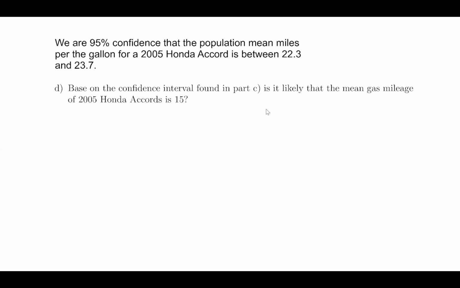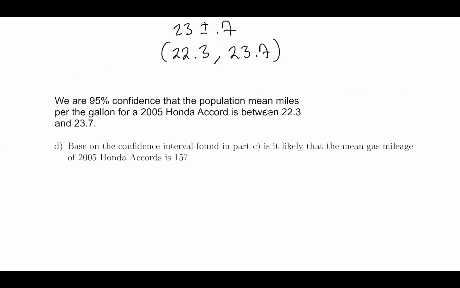All right, let's do part D. For part D, it says, based on the confidence interval found in part C, is it likely that the mean gas mileage of a 2005 Honda Accord is 15? So we want to use the confidence interval that we got for part C. In part C, we found the confidence interval to be anywhere between 22.3 and 23.7. So based off of that confidence interval, we want to see, is 15 likely to occur?